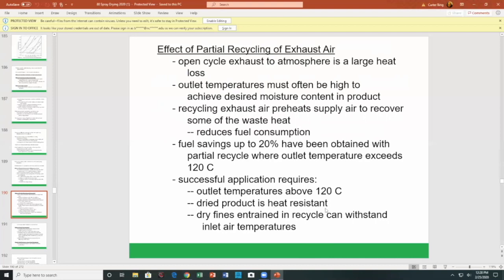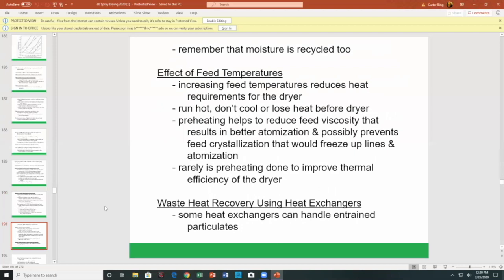Dried product is heat resistant. Okay. Fines entrained and recycled can withstand the inlet temperature. Well, it depends upon how you're recovering the heat. Remember, moisture is recycled too. Okay, that's great.